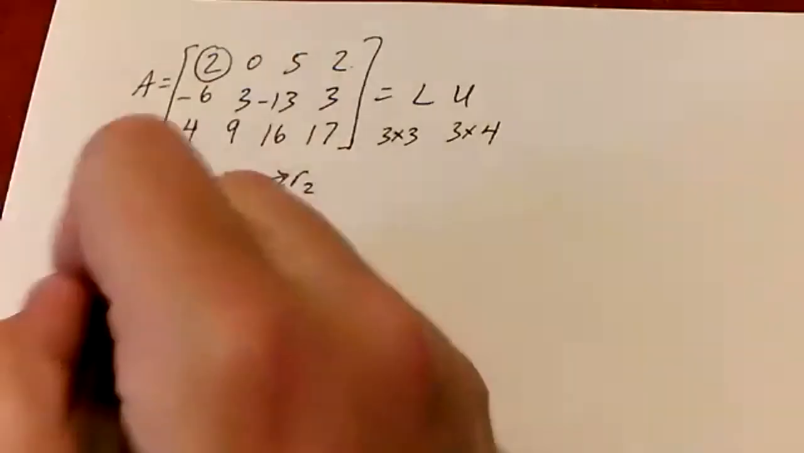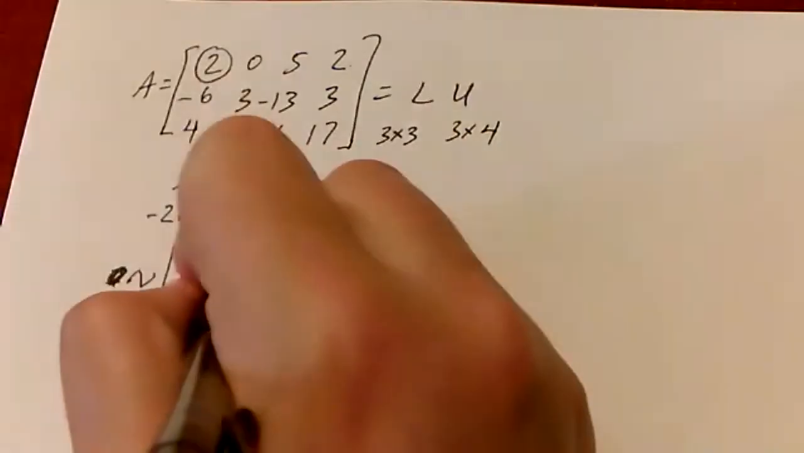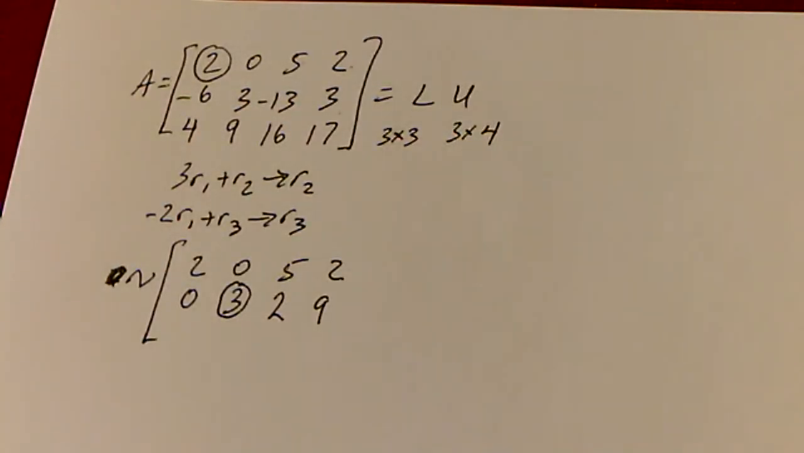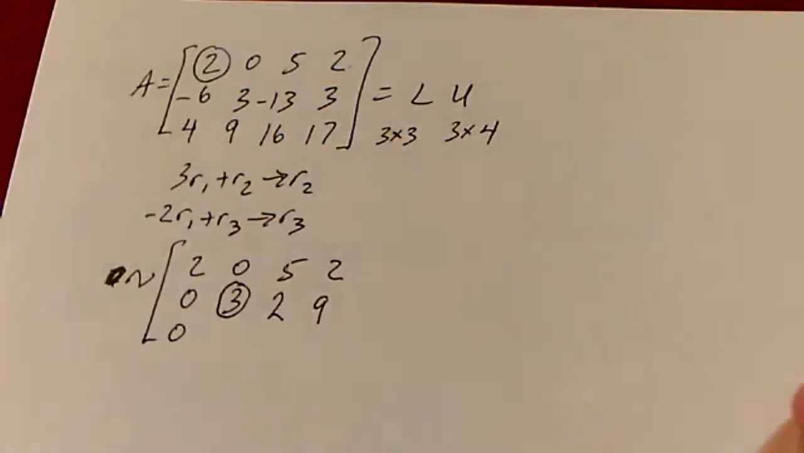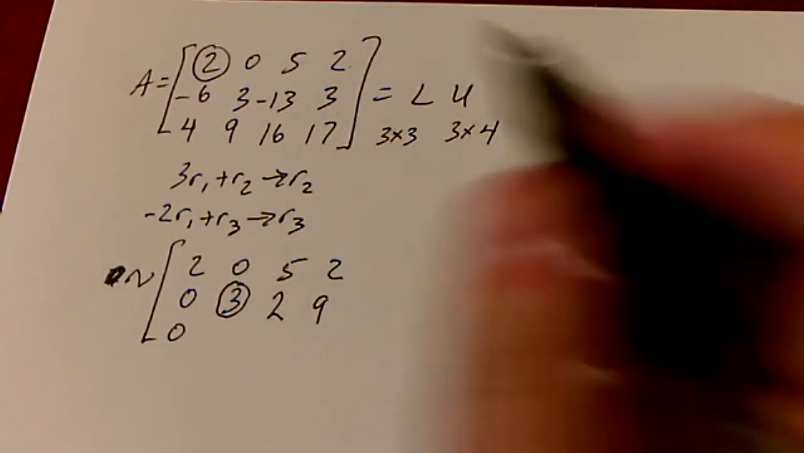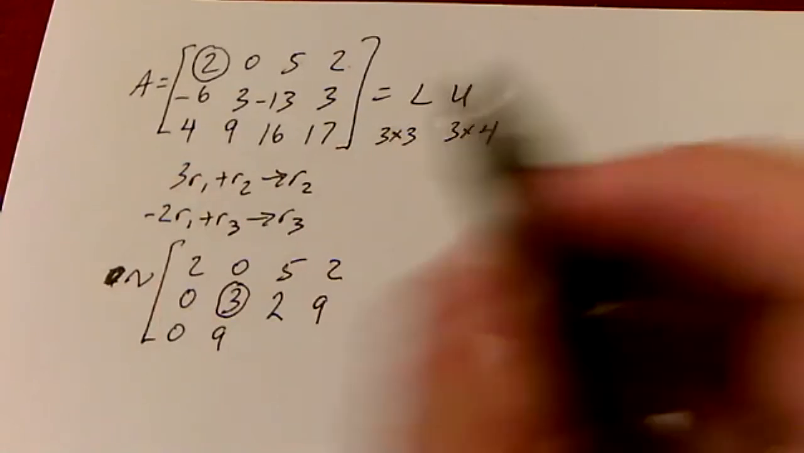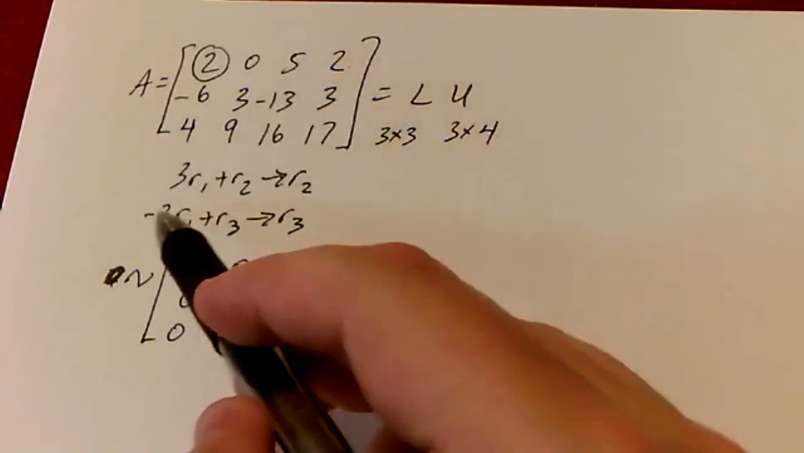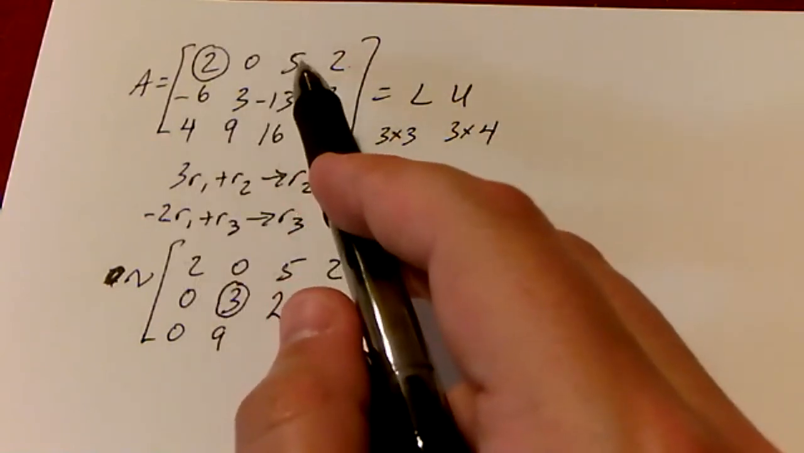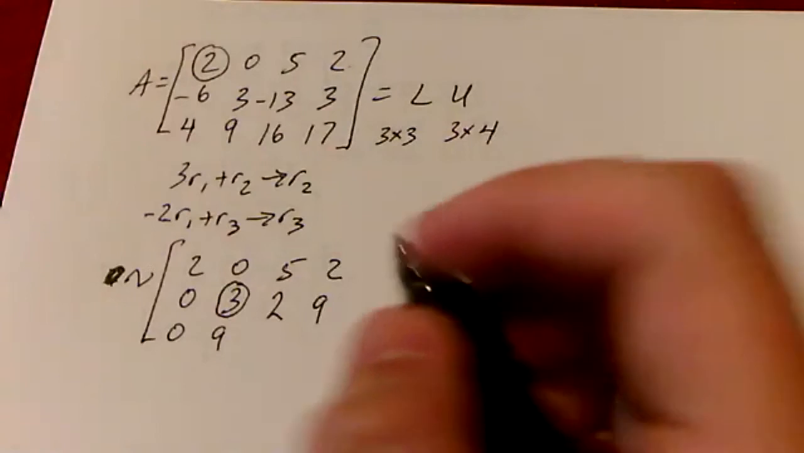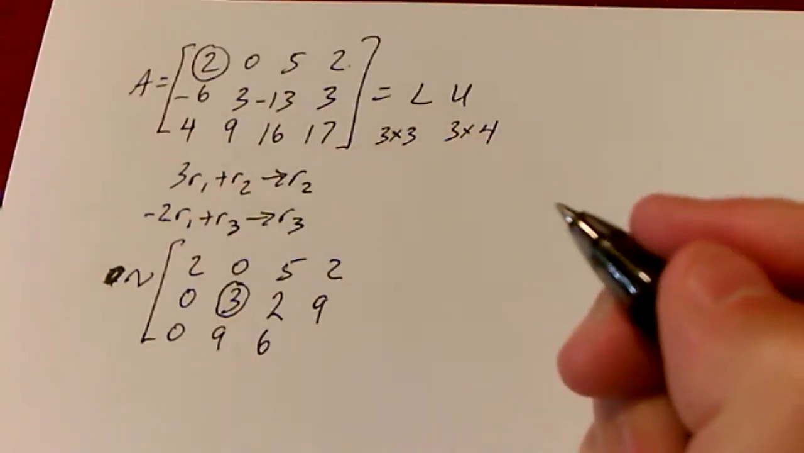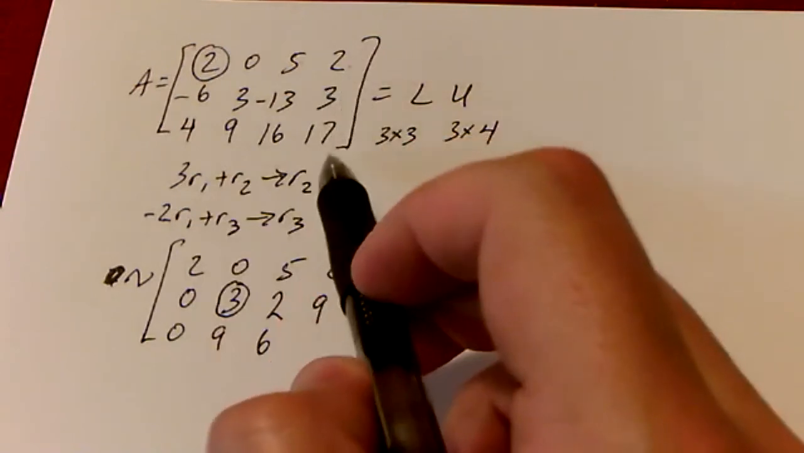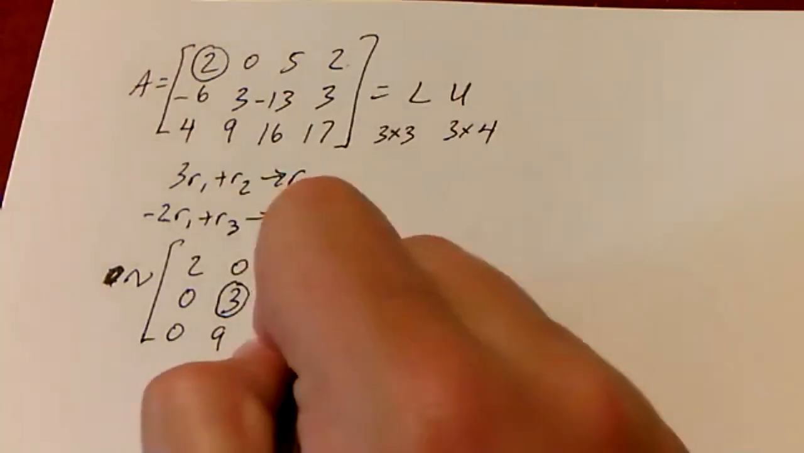Now here's my new pivot. It's going to be right there. I need to write down row 3 still, so that's my new pivot though. 2 is going to make 0 and 0. 4 and -4 is going to be 0. 0 and 9 is going to still be 9. -2 here goes with -5. -2 times 5 makes -10. -10 and 16 is going to add up to 6. And then -2 times 2 is -4. 17 minus 4 is 13.